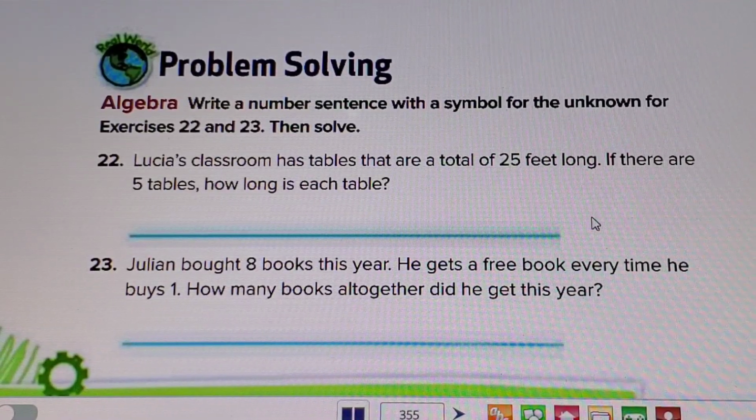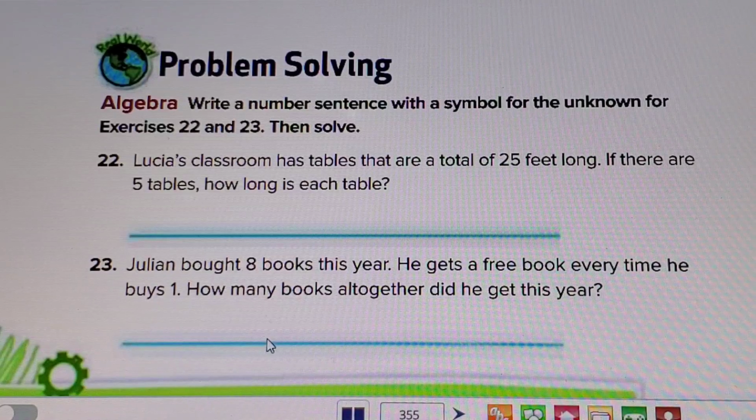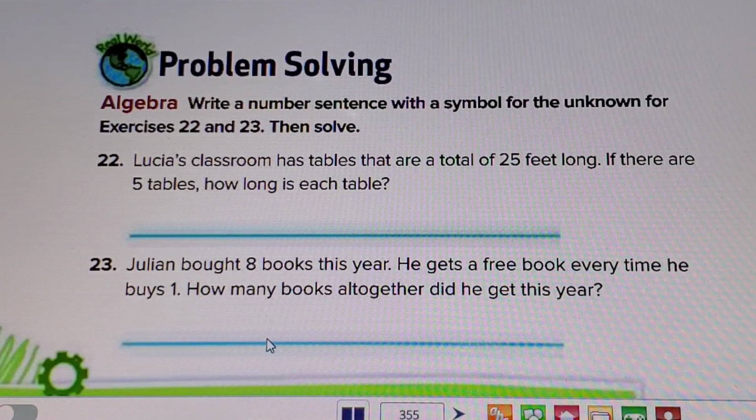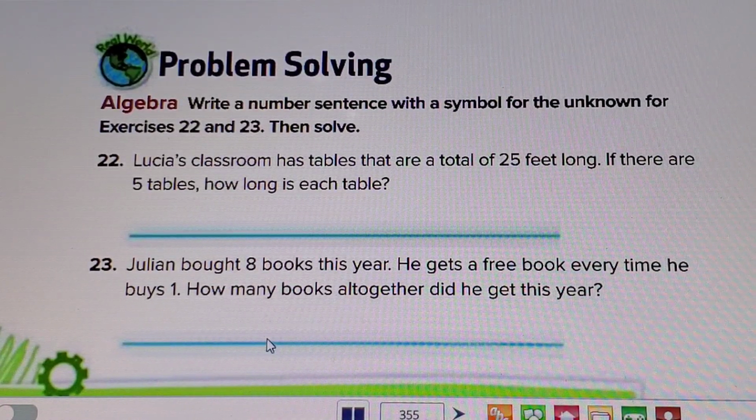On number 23, Julian bought 8 books this year. He gets a free book every time he buys one. How many books altogether did he get this year? I'll give you a hint on 23. He bought 8 books, and every time he gets a free book. So it would be like 8 times 2 would give you the number of books that he got that year.